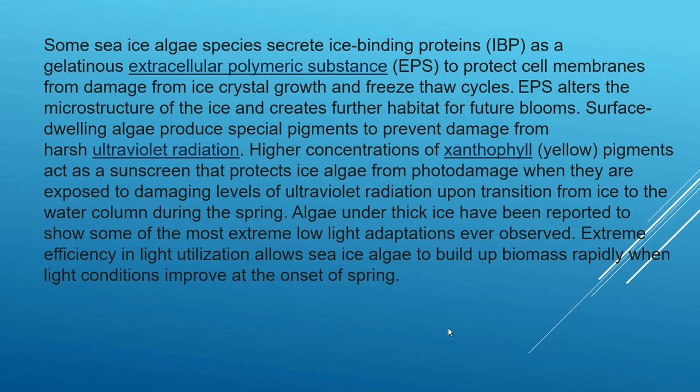Algae under thick ice have been reported to show some of the most extreme low light adaptations ever observed. Extreme efficiency in light utilization allows sea ice algae to build up biomass rapidly when light conditions improve at the onset of spring. And then the zooplankton graze on that, and then small fish graze on the zooplankton, bigger fish graze on the smaller fish, etc.